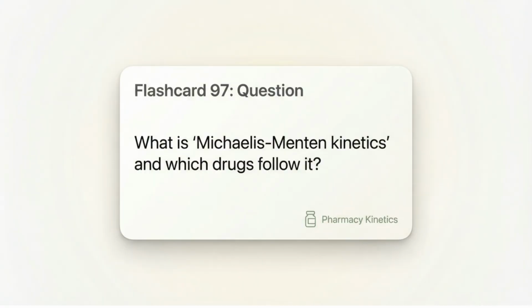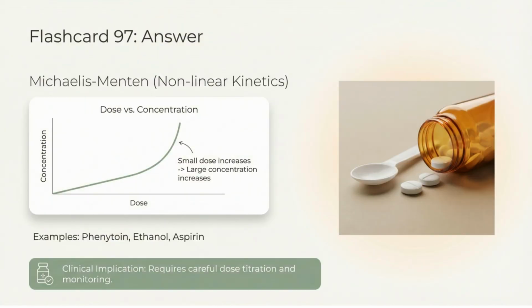Flashcard 97 asks, what is Michaelis-Menten kinetics and which drugs follow it? Michaelis-Menten kinetics, also known as nonlinear kinetics, shows that small dose increases result in large concentration increases. Examples include phenytoin, ethanol, and aspirin. Clinical implication requires careful dose titration and monitoring.